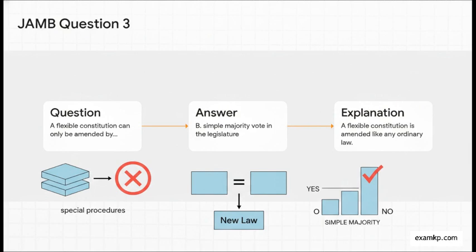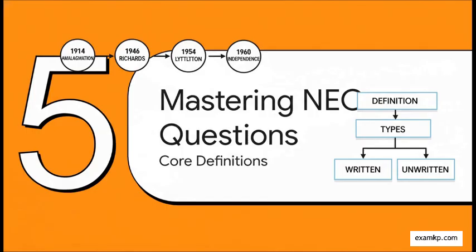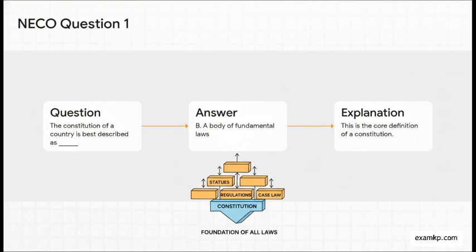Finally, let's take a look at the NECO style. These questions often go back to the core definitions and those key historical moments. This is a classic NECO question, straight to the point. The key phrase here is best described. I mean, sure, a presidential order can be law, but a constitution is something much bigger. It is the body of fundamental laws. It's the foundation that all the other laws are built on. So the answer is clearly B.